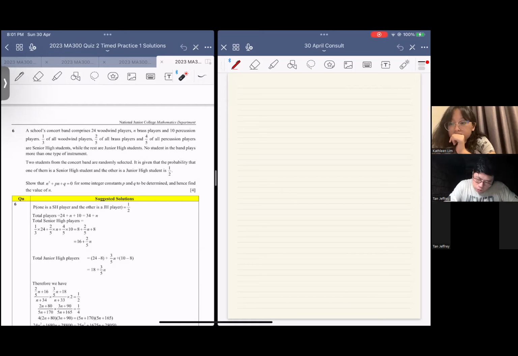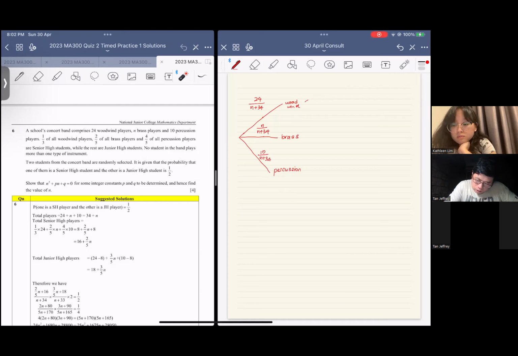Okay, so first, what I will do is I will draw something like this. This is woodwind. This is brass. This is percussion. Out of the players, woodwind is 24 over n plus 34. Brass would be n over n plus 34. Percussion would be 10 over n plus 34.